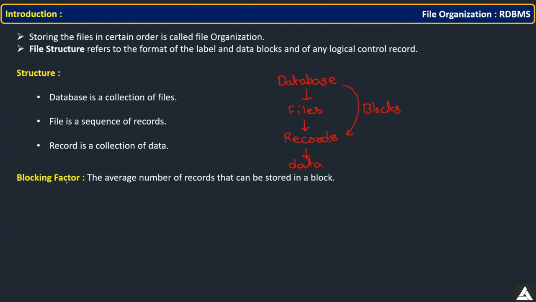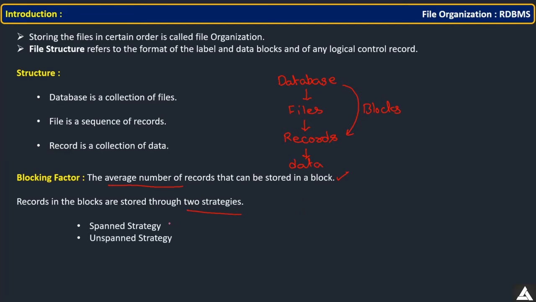So in these blocks, we are going to have a blocking factor. That is the average number of records that can be stored in a block. So this point we are going to refer at one place. Just remember that the average number of records that we are going to store in a block, we call a blocking factor, that is the maximum you can store in a particular block. And the other thing is that records in the blocks are stored through two strategies mainly. The first one is spanned strategy and the other one is unspanned strategy. So in the next lecture, we will see together what these two are. We have to understand these two things first of all, because in many places we are going to refer to this: for a particular mechanism, storing the files using which strategy, spanned or unspanned. That is why in the coming lecture, let us try to understand these two first.